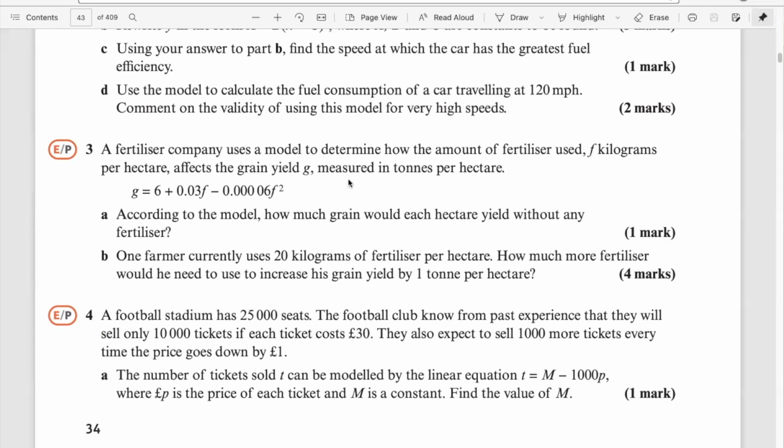Without any fertilizer, the question clearly says that the amount of fertilizer used is F. If there is no fertilizer added, the value of F must be 0. So when you plug in 0, the second term and the third term of the expression become 0. This whole expression goes to 0 and you are left with G equals 6. So this is 6 tons.